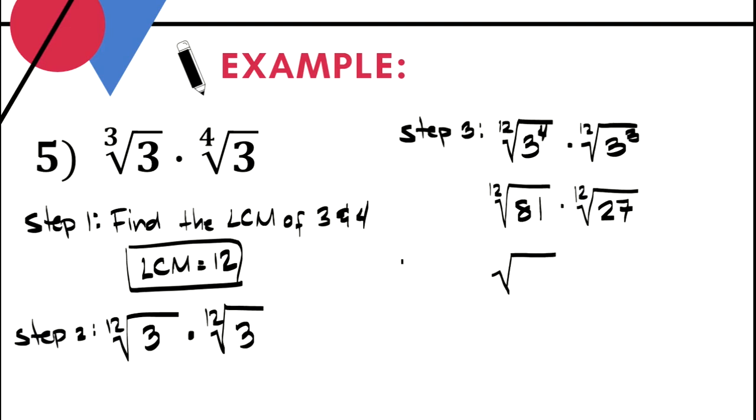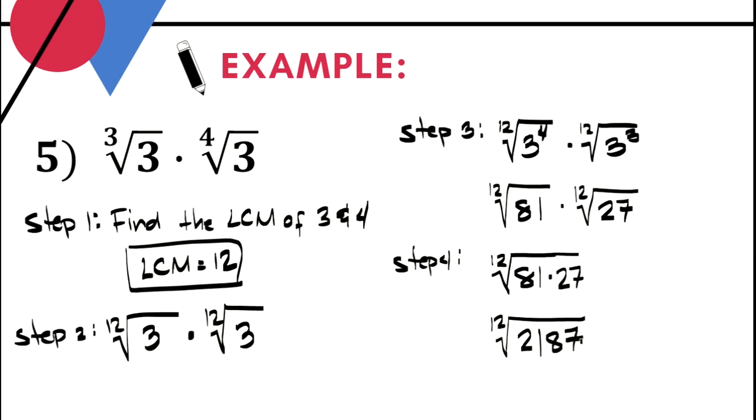Then step number 4, perform case number 1. Since the two radical expressions now have the same indices, multiply radicands 81 and 27, and copy the root, which is the 12th root. 81 times 27 is 2187. Thank you for listening.